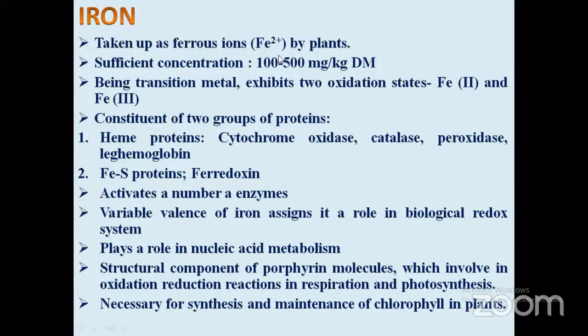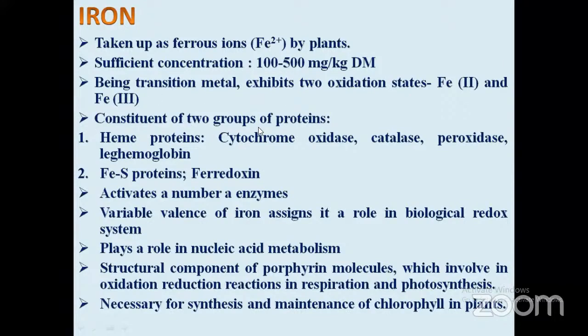But plants take up this ferrous form, Fe2+. And an iron concentration in the range of 100 to 500 ppm in mature leaf tissue is regarded as sufficient for optimum crop production. So the sufficient concentration of iron for optimum crop production is 100 to 500 ppm. And since iron is a transition metal, it exhibits two oxidation states, Fe2+ and Fe3+.